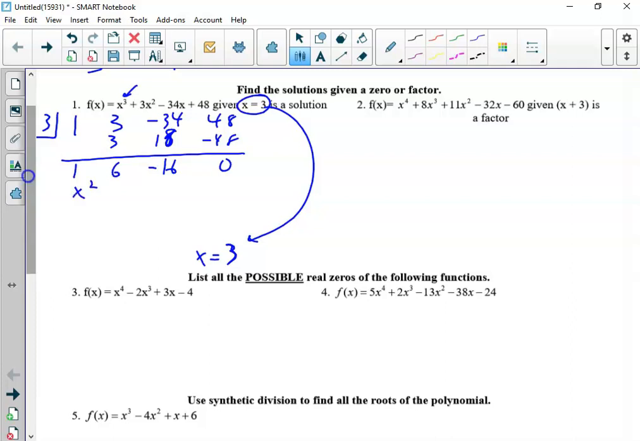So, we make this x squared plus 6x minus 16 equals 0. We factor x, 8 times 2 is 16. We want more positives, fewer negatives. Set them both equal to 0.